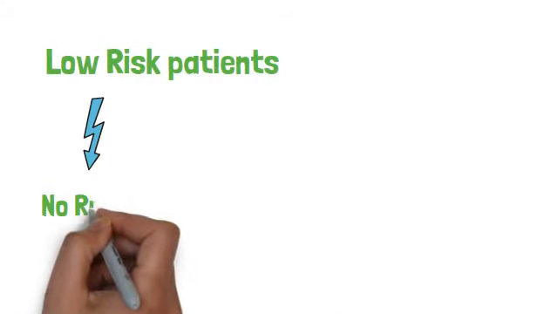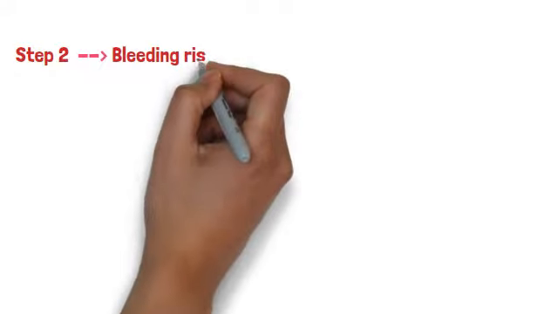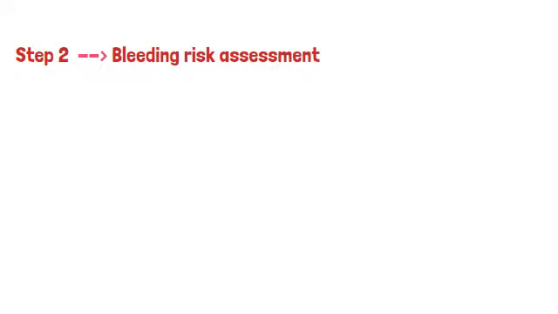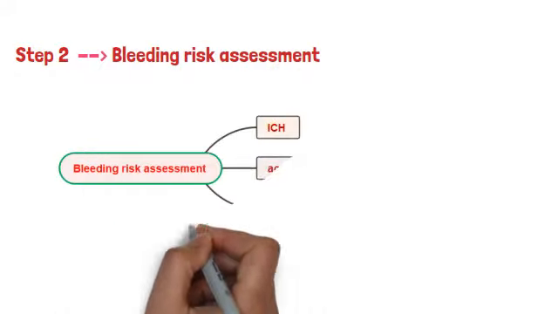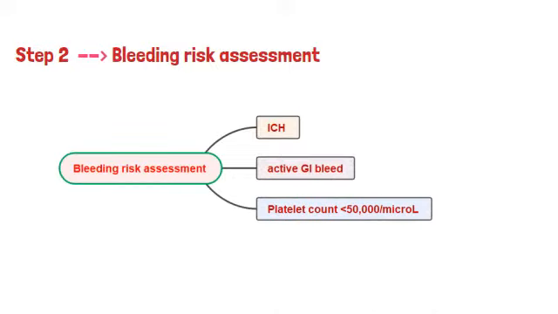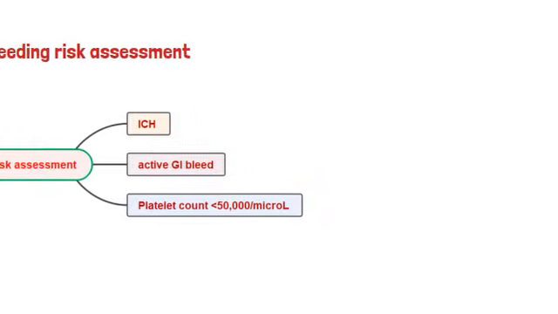Low risk patients have no risk factors for venous thromboembolism. Step 2, bleeding risk assessment. We look for intracranial hemorrhage, active GI bleed, and platelet count less than 50.